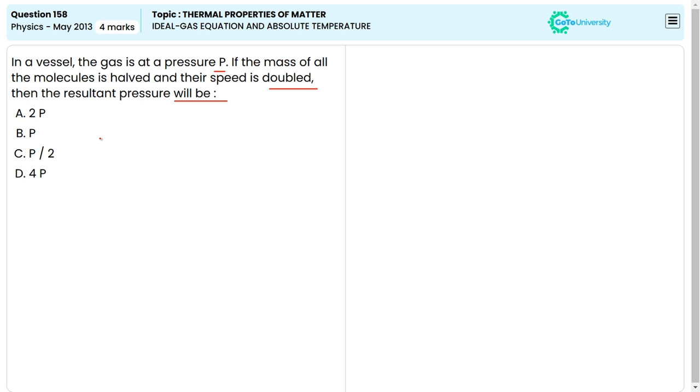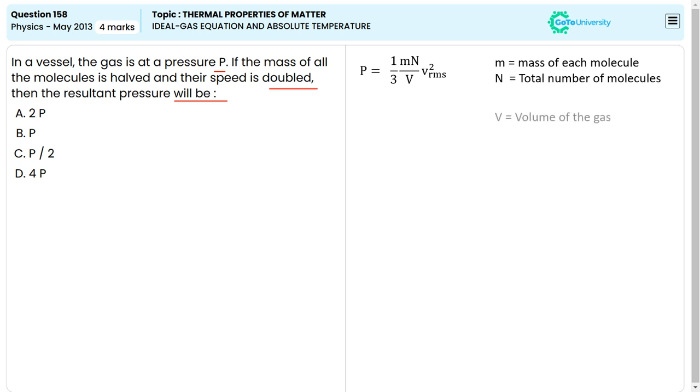We know that the pressure in the vessel can be written as 1 by 3 into m into n divided by v into v_rms squared, where m is the mass of each molecule, n is the total number of molecules, and v is the volume of the gas. Okay. And we know here that the mass of all the molecules is half and their speed is double.